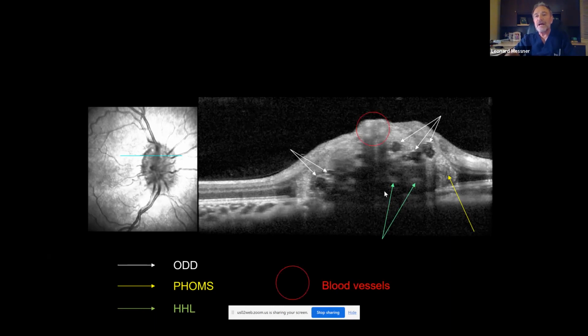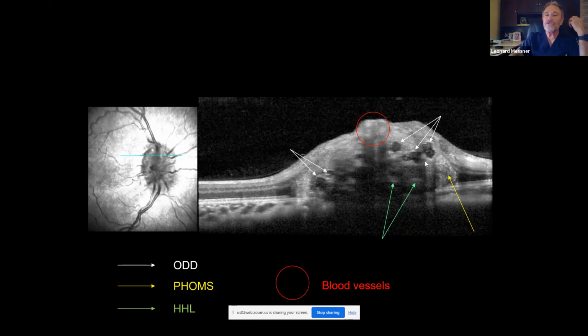And finally, I'm circling a blood vessel because sometimes people get confused. They say, well, how do I differentiate drusen from vessels? Simple. Vessels are always going to be very, very superficial, such as what I'm pointing out to you here. Another thing is that vessels are going to shadow everything below them. So everything's going to look dark below the vessels. Drusen can shadow structures below, but not completely the way you get with optic disc vessels.